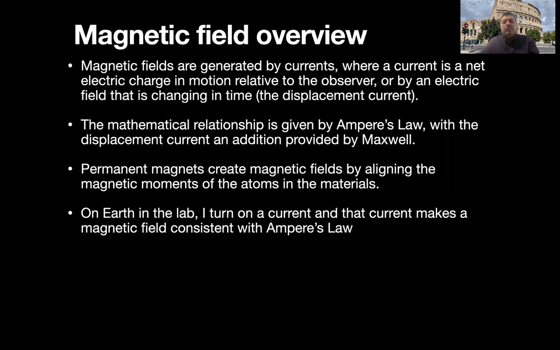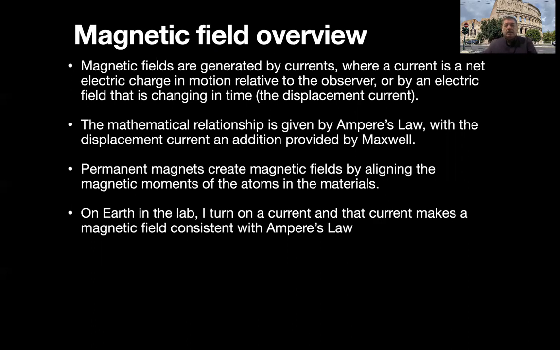The mathematical relationship between current and magnetic field is given by Ampere's law, and the displacement current was an addition provided by Maxwell to take into account time changes in the electric field and to resolve some of the questions about magnetic fields, say, generated around a capacitor.